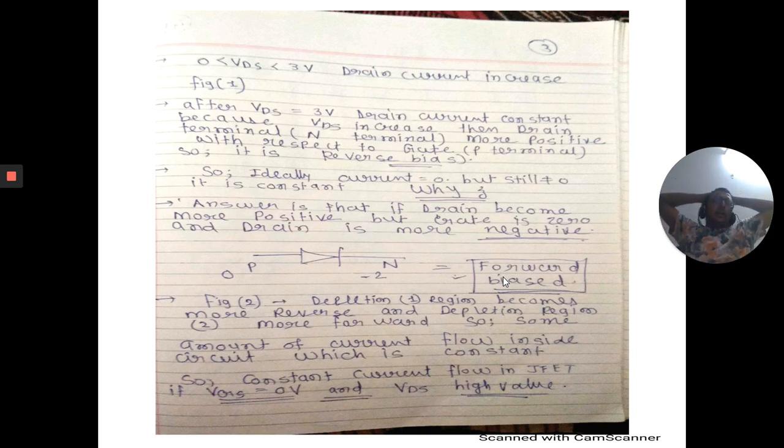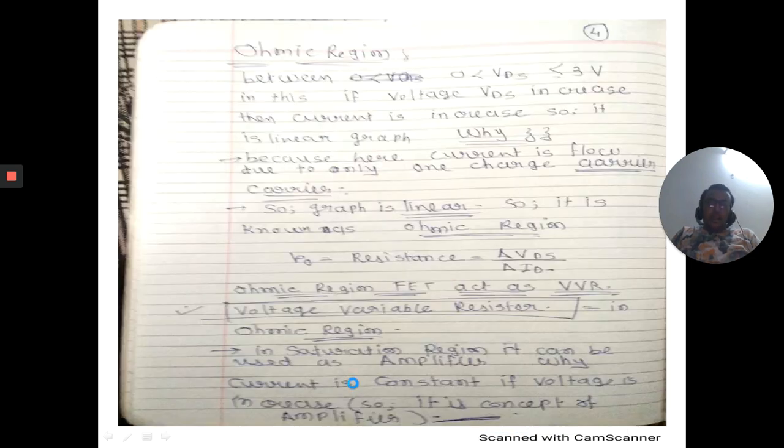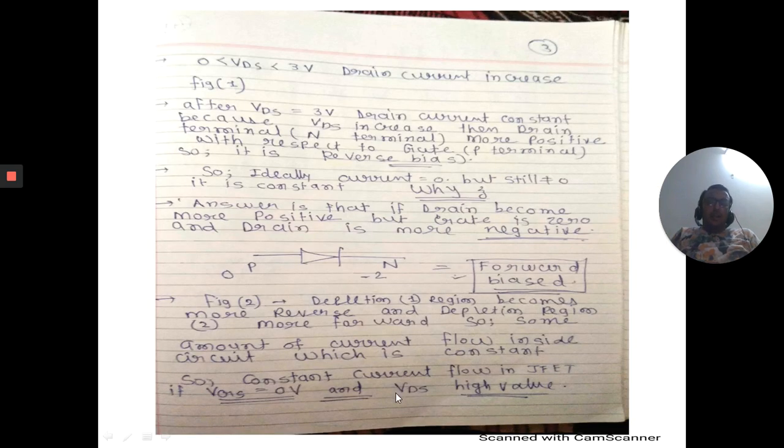Remember that point, one of the most golden rules is that in forward bias, obviously the base-emitter resistance is very low, and the width of the depletion region is very low. That's why depletion region 1 becomes more reverse biased and depletion region 2 more forward biased. So some amount of current flows inside the circuit, which is constant. So constant current flows in the JFET if VGS equals 0 volts and VDS has a high value. It is the concluding part.